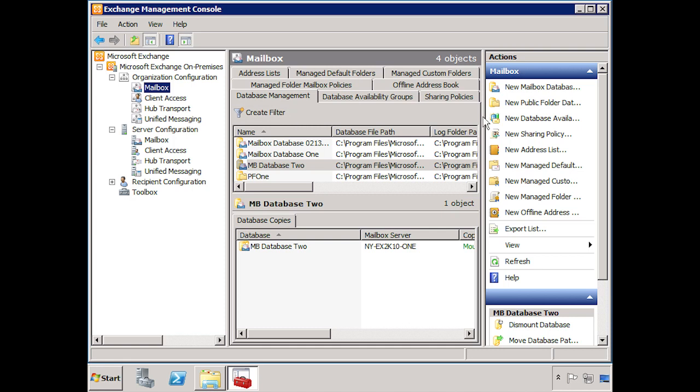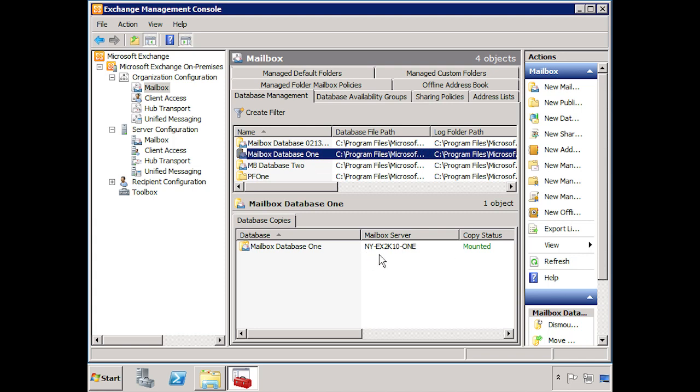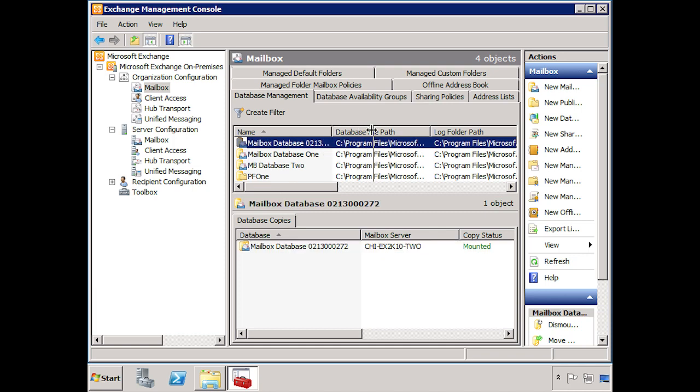You can still see, however, if we just expand this out, that our mailbox databases, mailbox database 1, is still located on New York.ex2k10-1. Mailbox database 2 is also there. Our public folder database is there as well. Although with a second Exchange server, we could replicate some of the public folders off to this server. But what we're looking at here is the automatic mailbox database that was created when we installed the server. So here you see Chicago, or CHI for short, -ex2k10-2. Now what we want to do is take a look at the folder that's holding this database on the server itself.